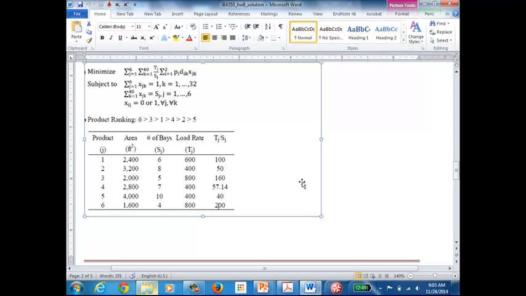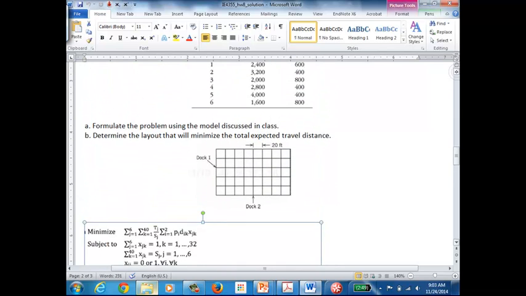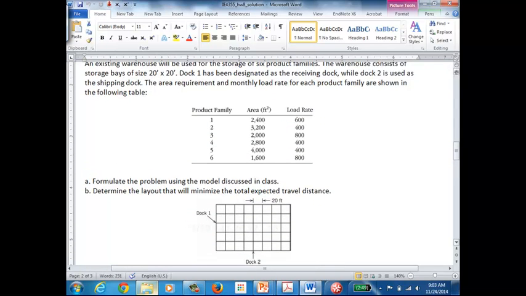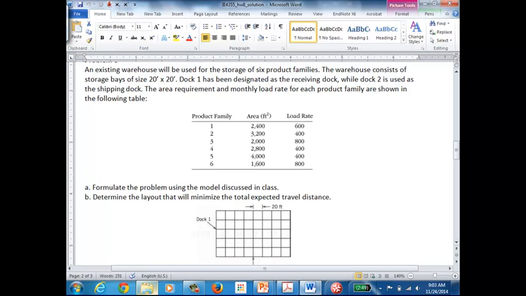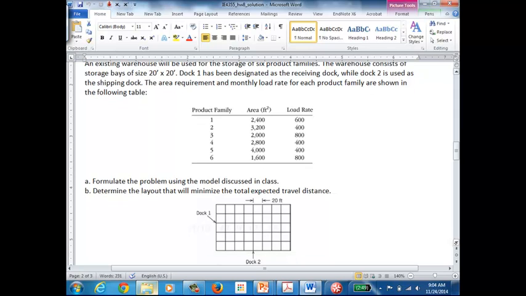Wait, how do you figure out the estimates? The number is based on the size of the product. So you have 20 by 20 and you have the area of the warehouse. Say it again? Is S the area divided by the load rate, or just divided by the square?